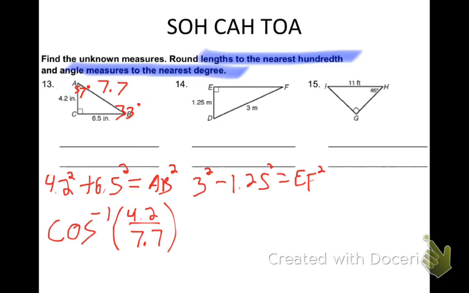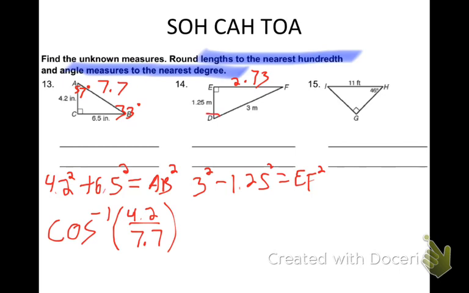And I get EF to come out and be what, Caprio? 2.7. To 2 decimals, please. 2.73. 2.73, nice job. Now I have all 3 sides. Now I can find any angle I would like. Boger, which angle would you like to find?